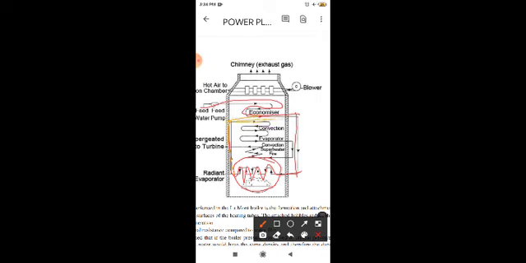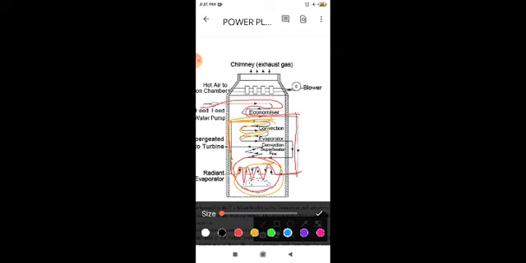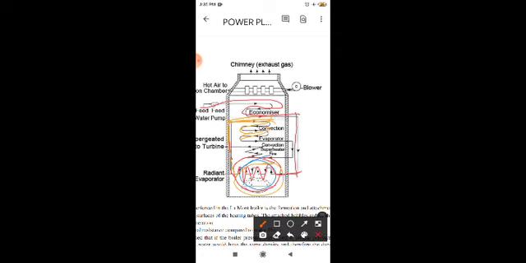Then by convection, because after burning the fuel over here, the gas gets heated and goes up. Therefore the gas is transferring its energy to this water by convection. Then at this point the water is almost converted, and more heat is added to the steam.